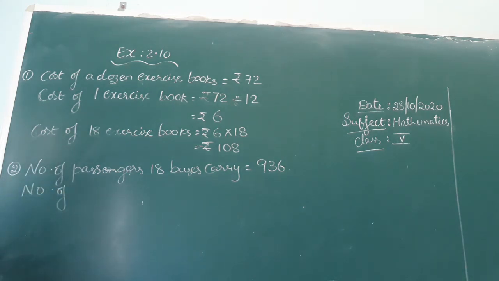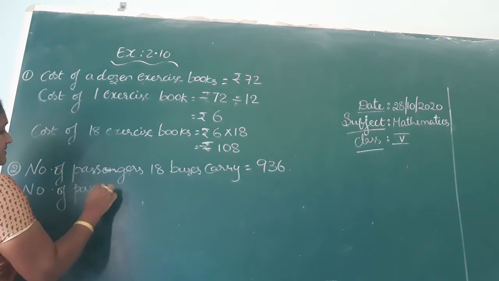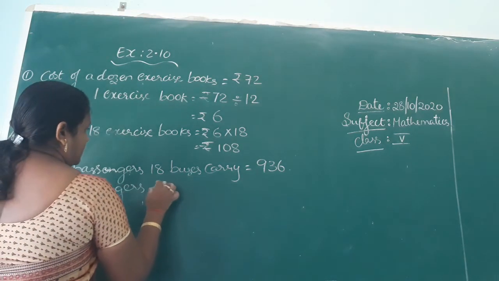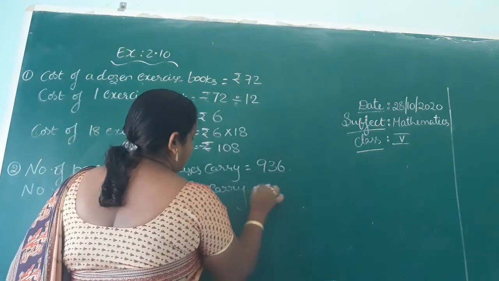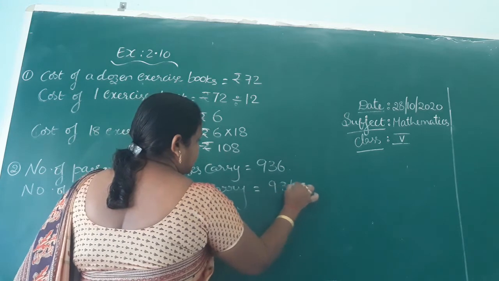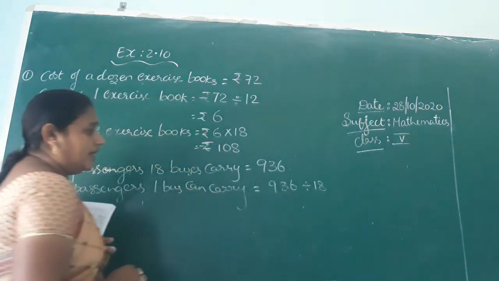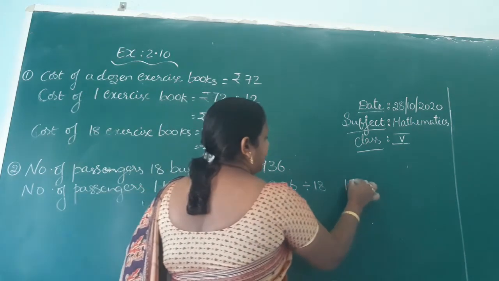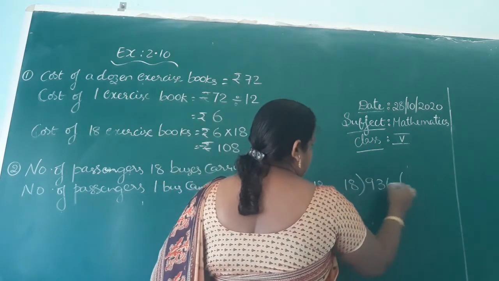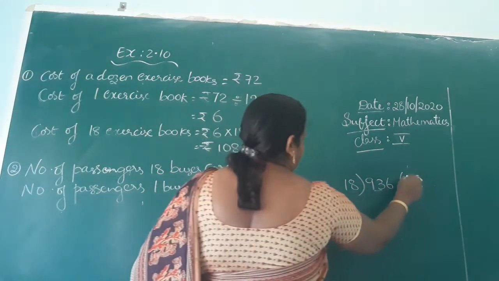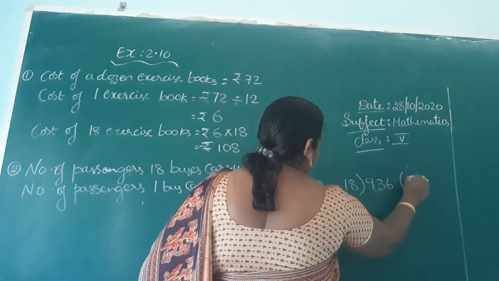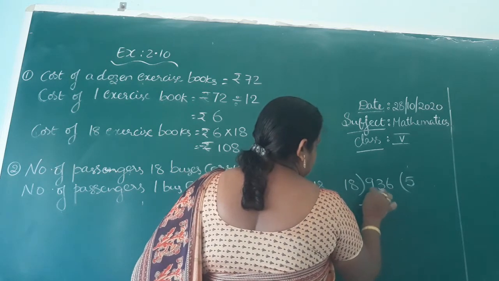First we have to know how many passengers one bus can carry. How many persons can one bus carry? 936 divided by 18. Okay, see. 18 divides 936. First check the first two digits, 93. In the 18 table, which is nearest to 93? 18 fives are 90. Children, thoroughly learn the tables now, then only you will write easily.